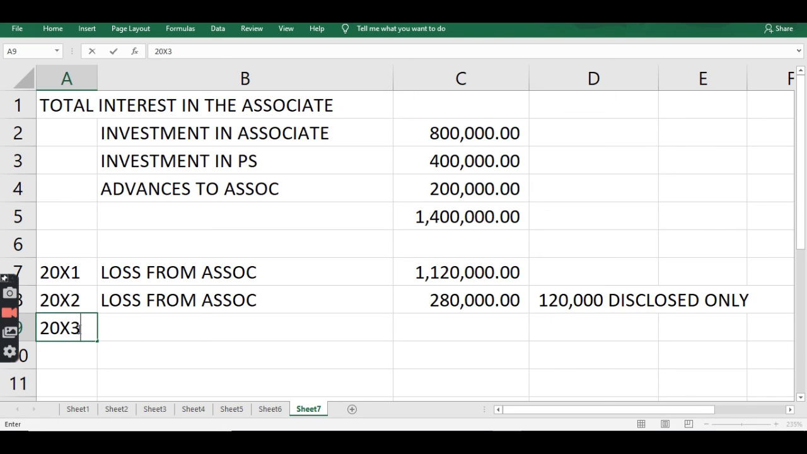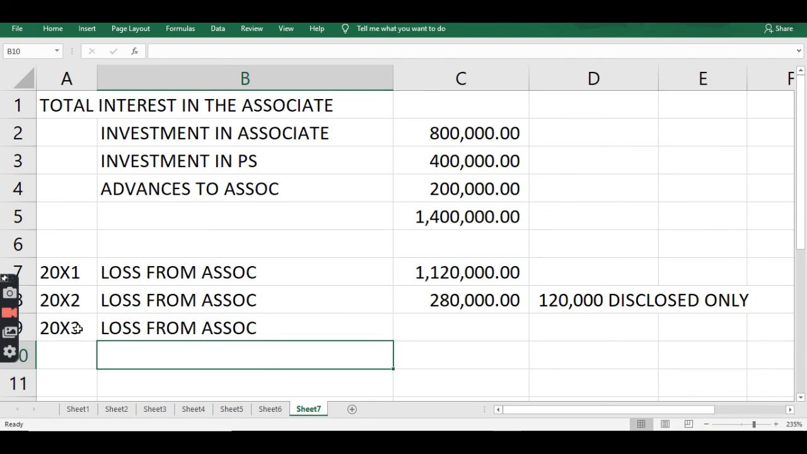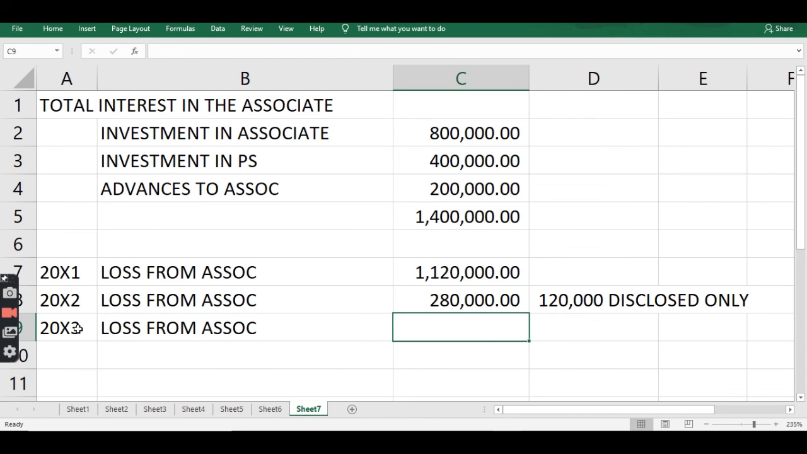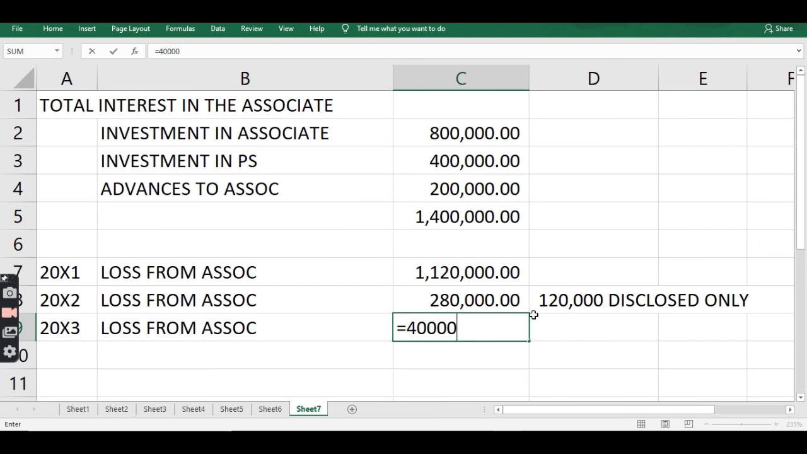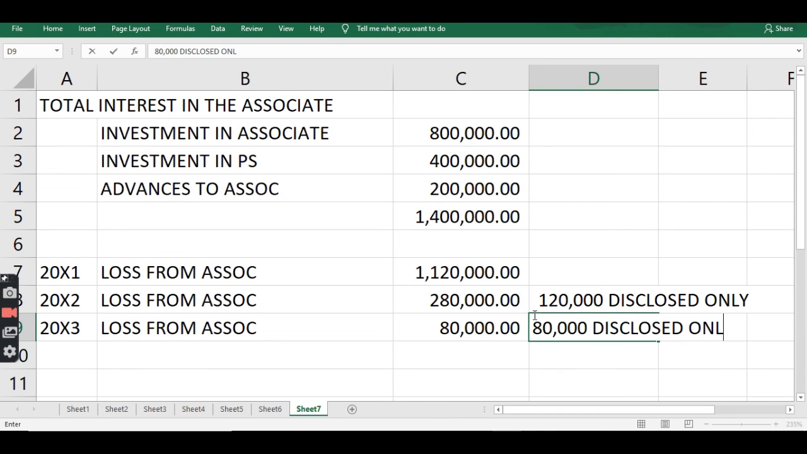Pagkatapos may 20x3 pa tayo na loss from associate. Okay, so ang mangyari ngayon dyan, magkano yun? 400,000. So that's going to be 400,000 times 20%. So itong 80,000, this is going to be 80,000 disclosed also. Only. Okay. So yun. So overall, all in all, ang total na hindi mo na-absorb na losses ay 200,000 na. Okay, so yun na lahat yun.